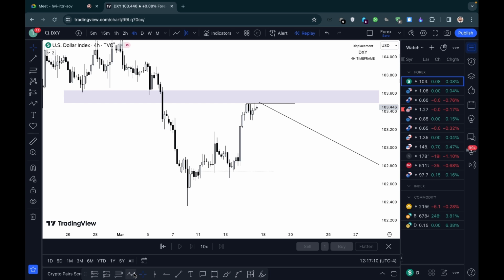That is my bias. And my idea gets invalidated simply if price closes above this fair value gap. Only when price closes above this fair value gap is my idea invalidated.